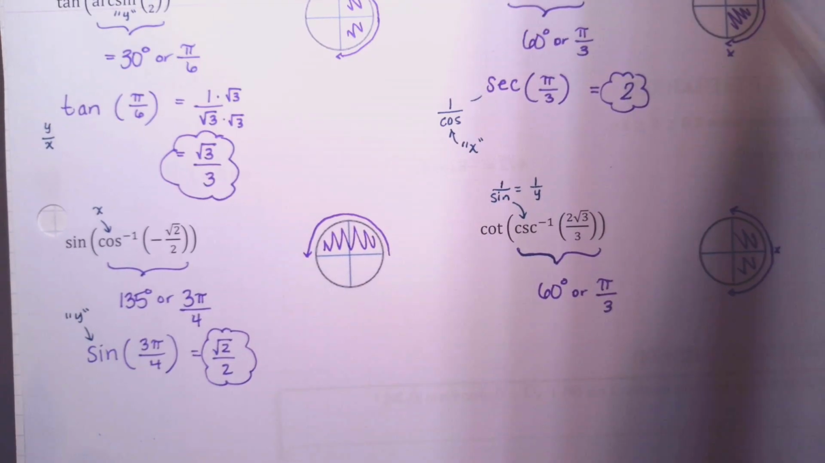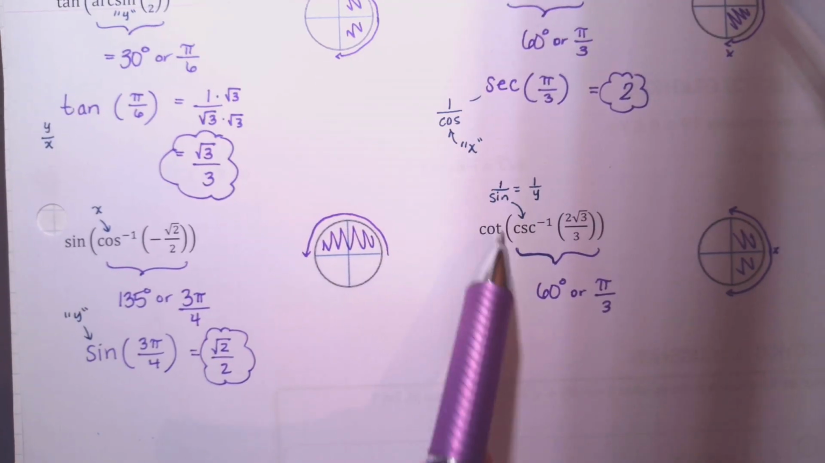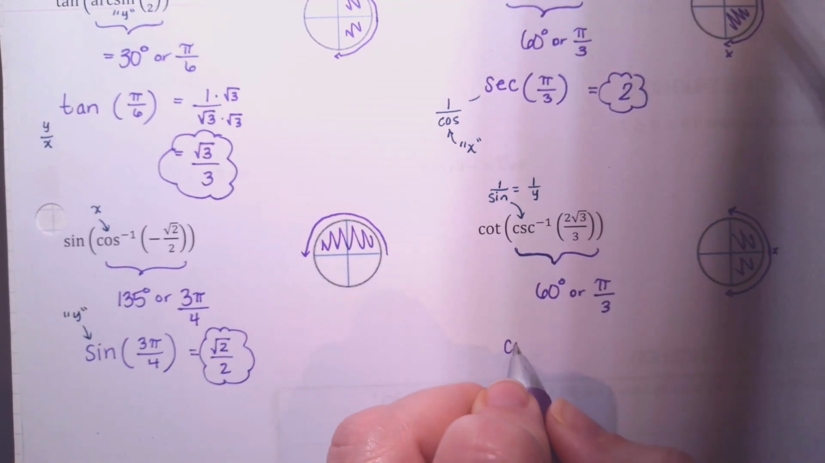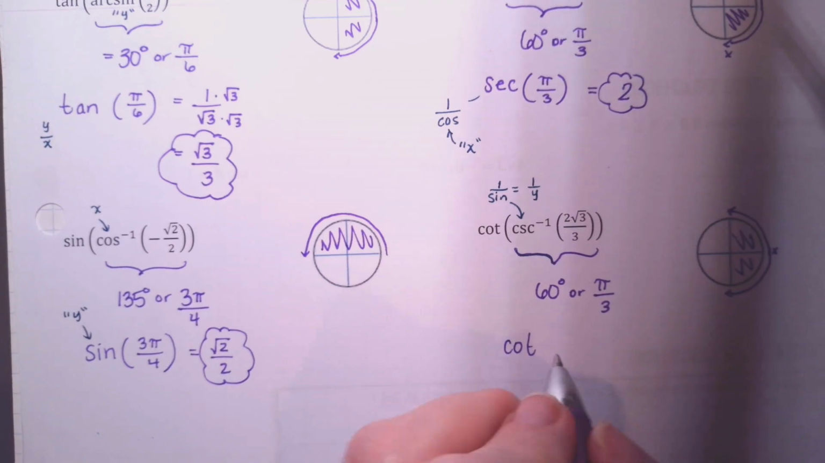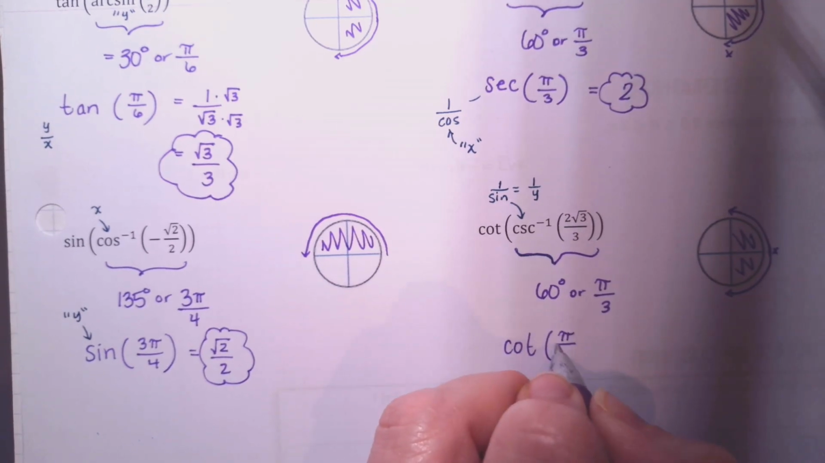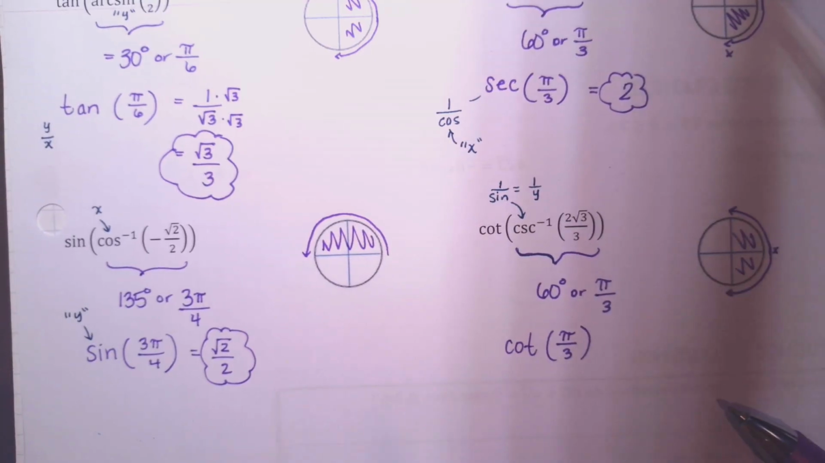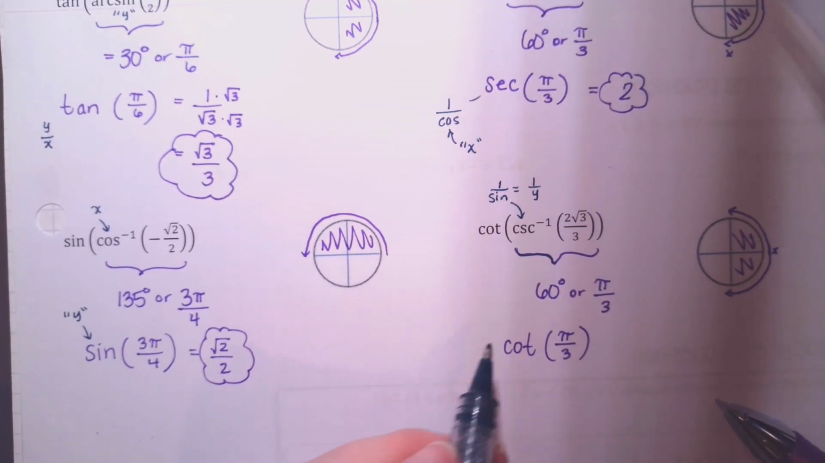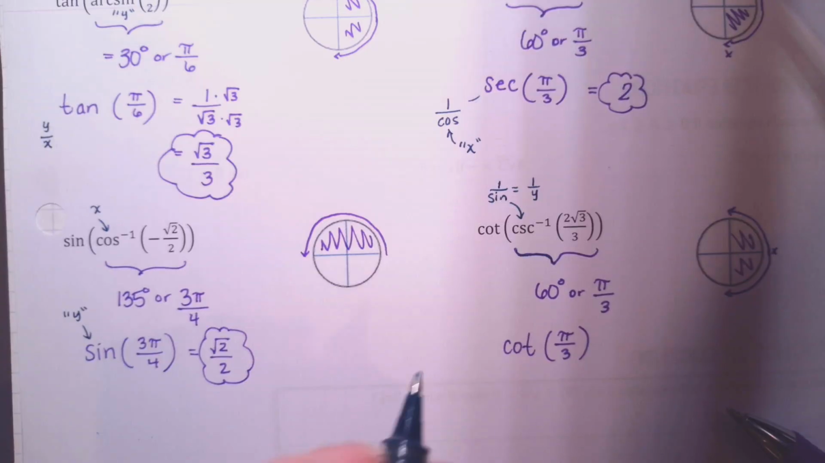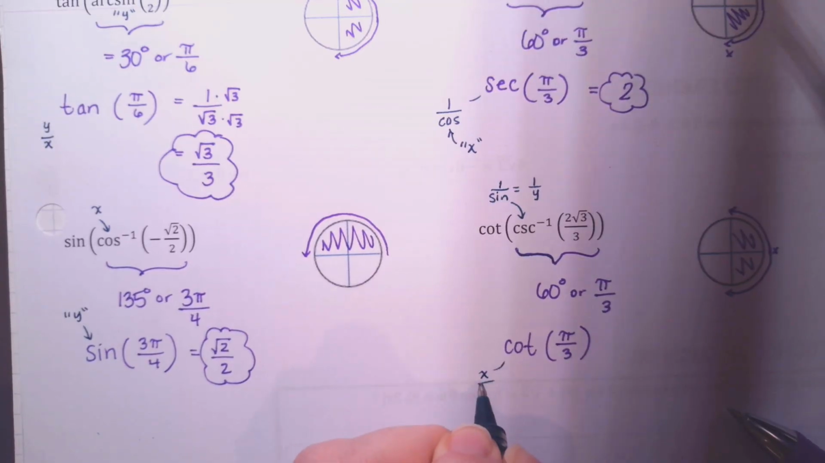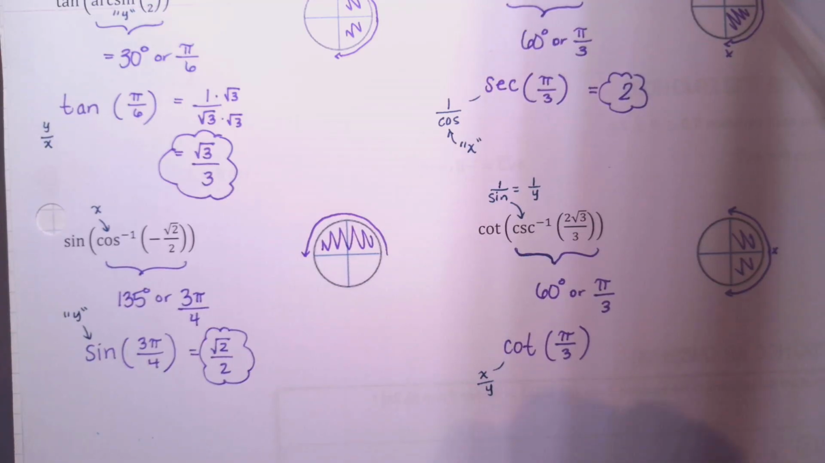And then from there, we'll do the outside part, finding the cotangent of this angle. Cotangent of pi over 3. And that's not inverse cotangent, it's just regular cotangent. And remember, cotangent is the reciprocal of tangent. Tangent is y over x. So cotangent is the x over y. And you just have to use the numerators because the denominators always cancel.